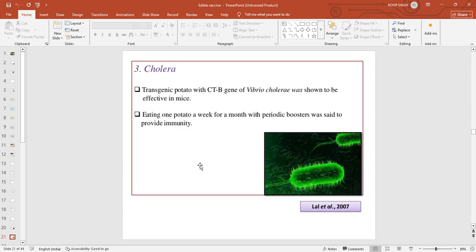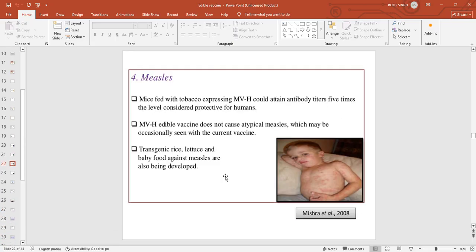Cholera vaccine: transgenic potato with CTB genes of Vibrio cholerae was shown to be effective early in mice. In mice, eating one potato a week for a month with periodic booster was said to provide immunity in animal models. Measles: mice fed with tobacco expressing MVH could attain antibody titers 5 times the level considered protective for humans. So the antibody response was very good in mice.